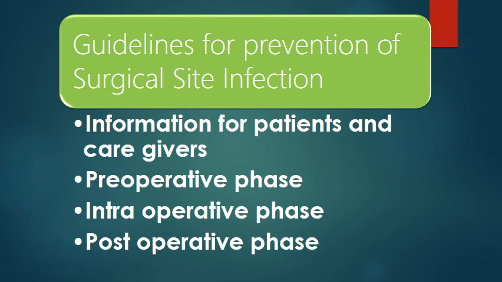So, guidelines for prevention of surgical site infection. How can we prevent surgical site infection? Number one, information for patient and caregivers. Number two, preoperative phase. Number three, intraoperative phase. Number four, postoperative phase, and we will discuss all of them in the next slides.